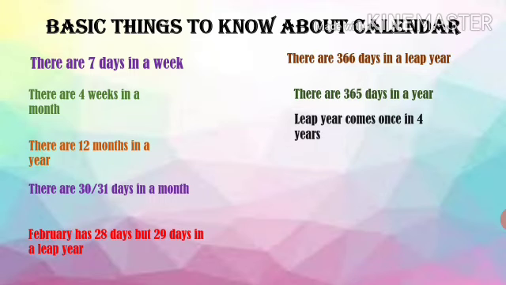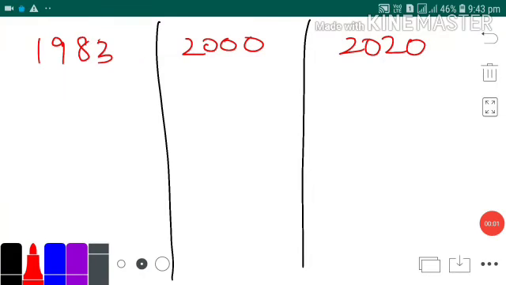So again and again we are talking about leap year, right? So let me tell you what leap year means. Now I am going to tell you how to find whether the given year is a leap year or not. You know that leap year comes once in 4 years, right? So whatever year is given, you should check whether the year is divisible by 4 or not. If it is divisible by 4, then you can say it is a leap year. If not, it is not a leap year.